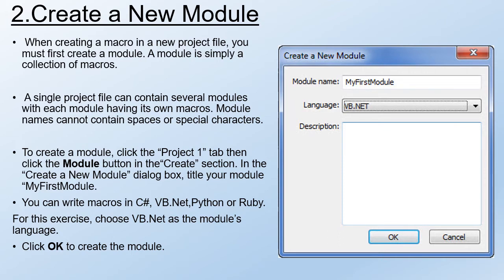To create a module, click the Project 1 tab, then click the Module button in the Create section. In the Create a New Module dialog box, title your module My First Module. You can write macros in C#, VB.NET, Python or Ruby. For this exercise, choose VB.NET as the module's language. Click OK to create the module.